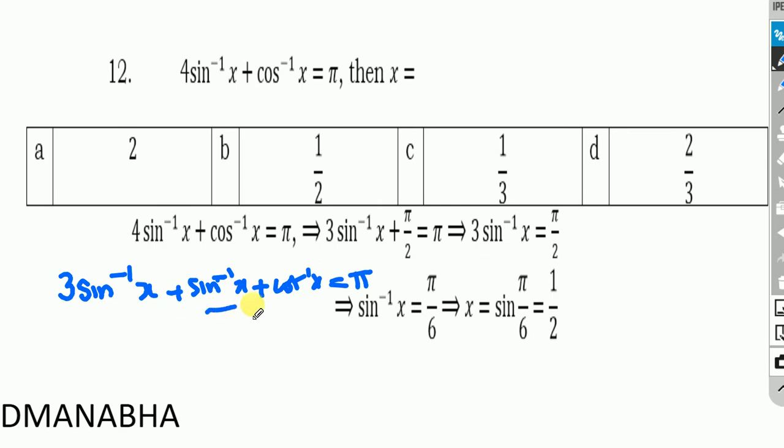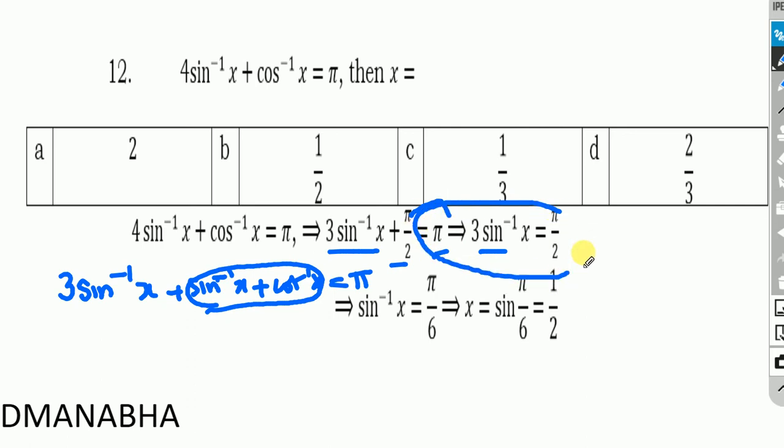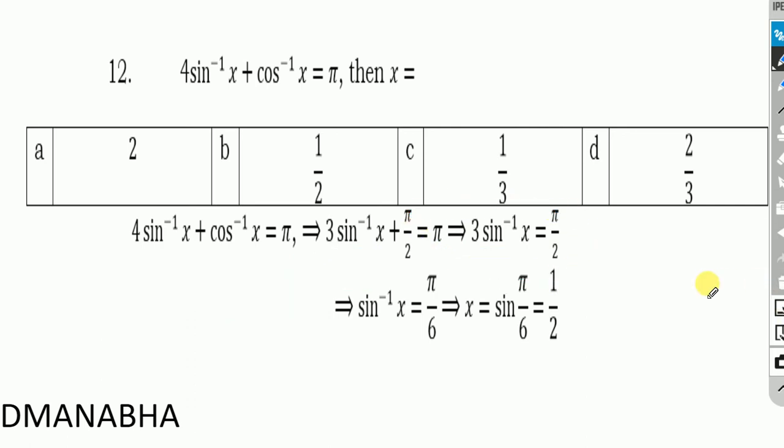But sin inverse of x plus cos inverse of x is pi by 2. So therefore the given expression becomes 3 sin inverse x plus pi by 2, which is equal to pi. Hence I have 3 sin inverse x is equal to pi minus pi by 2, which is pi by 2 again.